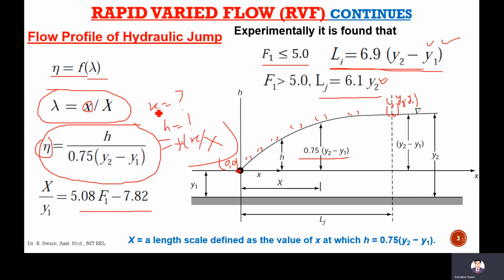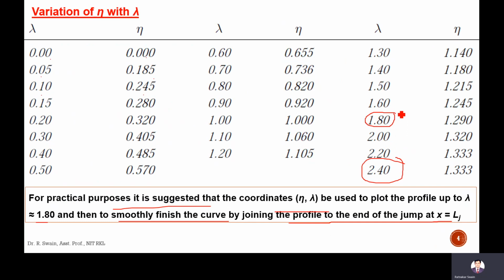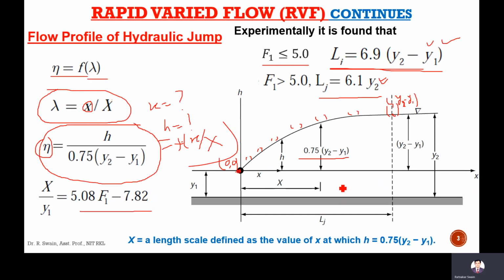Okay, so once we get these x and h values, we can plot them on the graph to get the profile. But here it is suggested that lambda values up to 1.8 are used in the calculation. So up to this lambda of 1.8, small x is calculated. After that, the plot is just smoothly extended from the x value where lambda is 1.8, since this end coordinate is known.